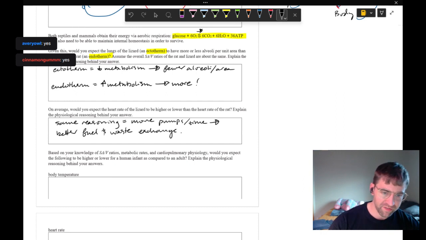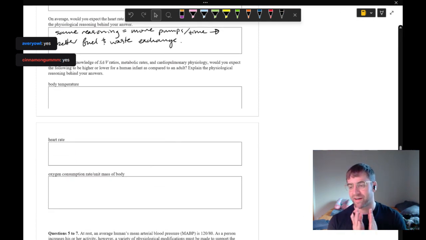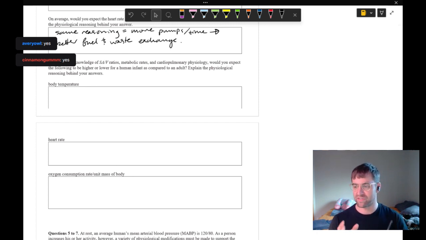Based on your knowledge of surface area per volume ratios, metabolic rates, and cardiopulmonary physiology, would you expect the following to be higher or lower for a human infant as compared to an adult? And explain the physiological reasoning behind your answers. With body temperature, I don't love how this question is phrased. This is really about surface area per volume ratios and less about the actual physiological body temperature, right? We need our body temperature to be pretty much the same throughout our life cycle. Small deviations are fine.